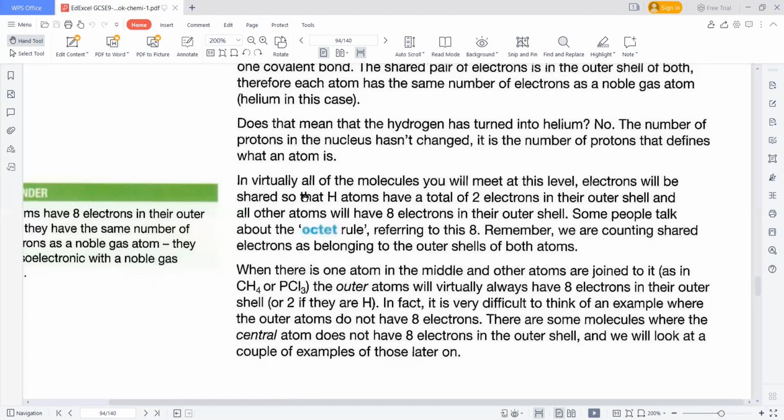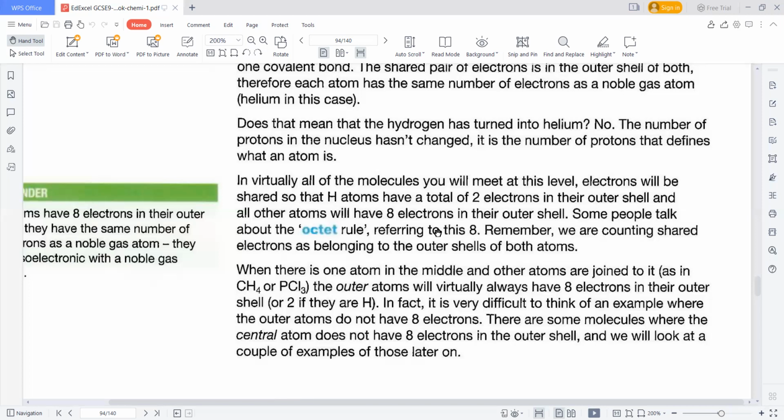In virtually all the molecules you meet at this level, electrons will be shared so that hydrogen atoms have a total of two electrons in their outermost shell, and all other atoms will have eight electrons in their outermost shell. This is called the octet. When eight electrons are present in the outermost shell of an atom, it means that the outermost shell is stable. However, stability is relatable to an even number of electrons. It could be two, four, six, eight, even 10 is possible.